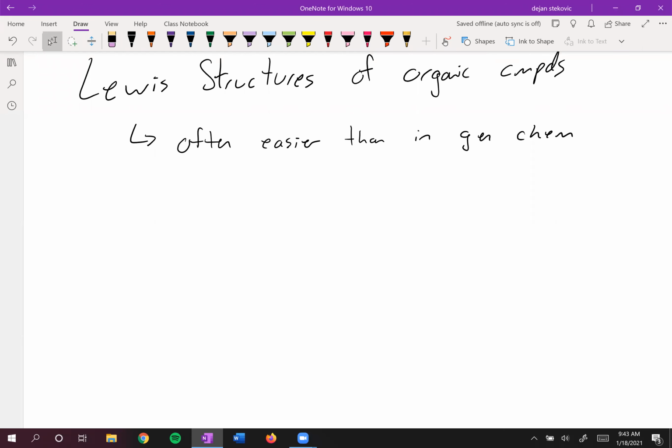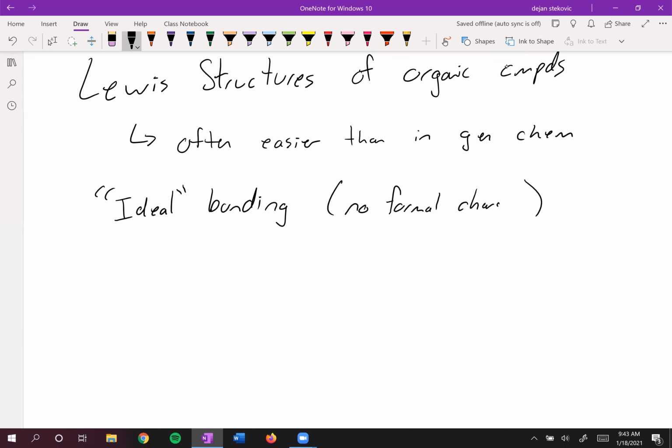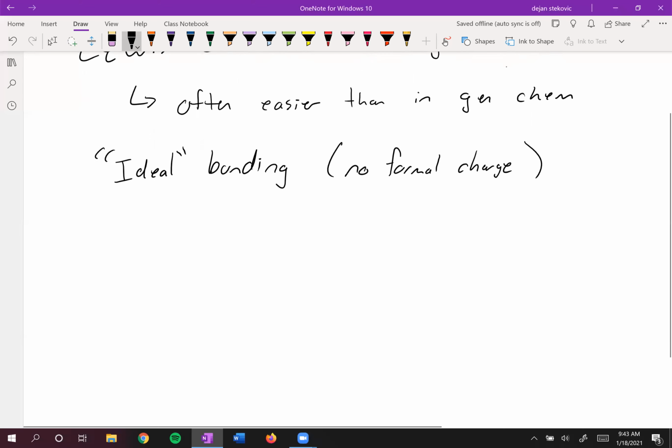Since we're only dealing with carbon, hydrogen, oxygen, nitrogen, and some halogens, there isn't as much complication. And they follow some very simple rules. So most often we'll see them in their ideal bonding forms. And what I mean by that is that there's no formal charge. We'll check out formal charge later, but for now, we're not going to worry about it.